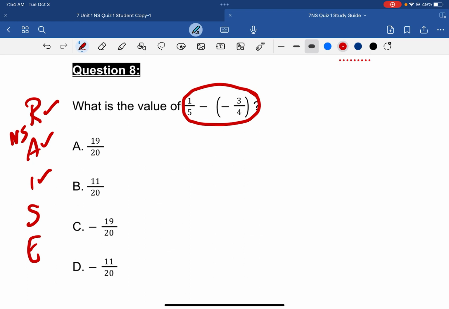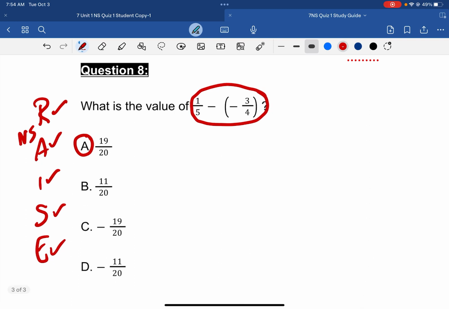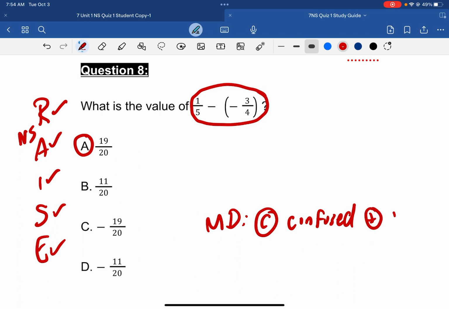S, show our strategy. Really for this one, we're just going to use a calculator. And remember, to put fractions in the calculator, you're going to just hit the ABC button. So we'll put 1 ABC 5, that's 1/5, minus negative 3 ABC 4, equals 19/20, which is our answer, choice A. And I would say the main distractor would be choice C. Students confuse the positive answer with the negative answer.